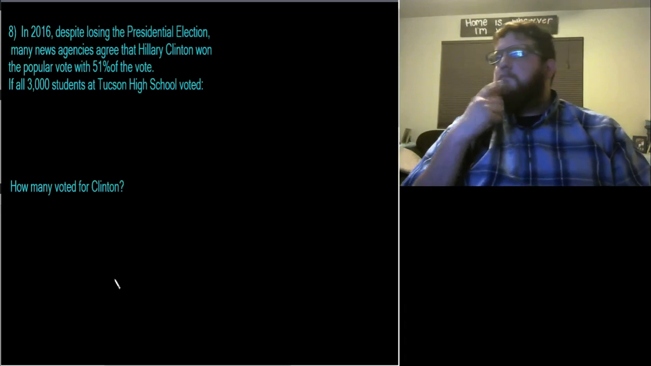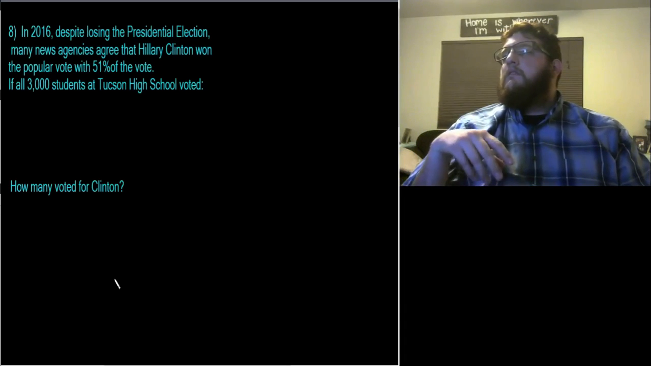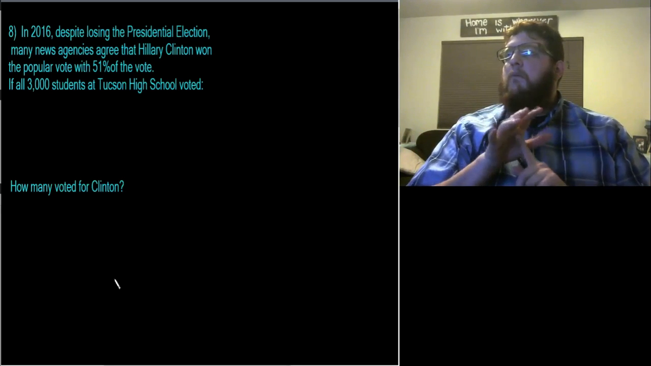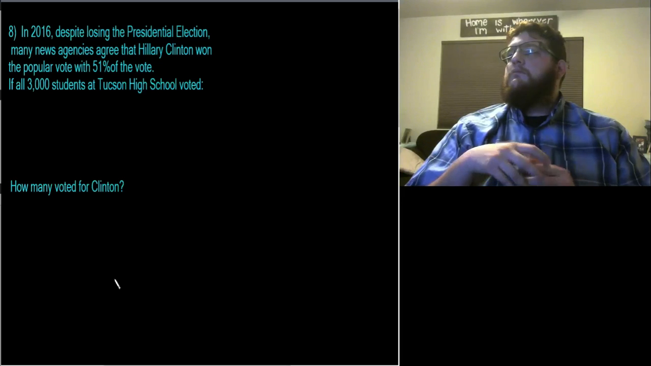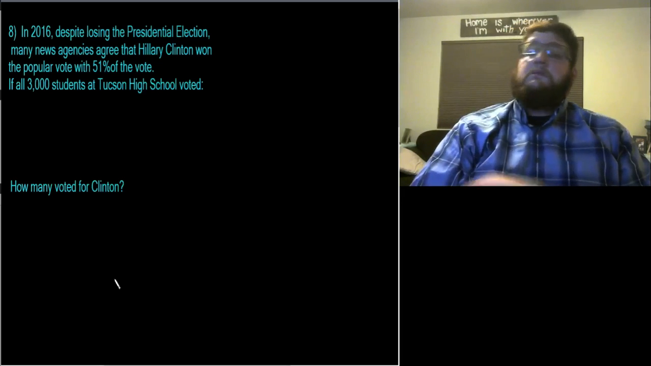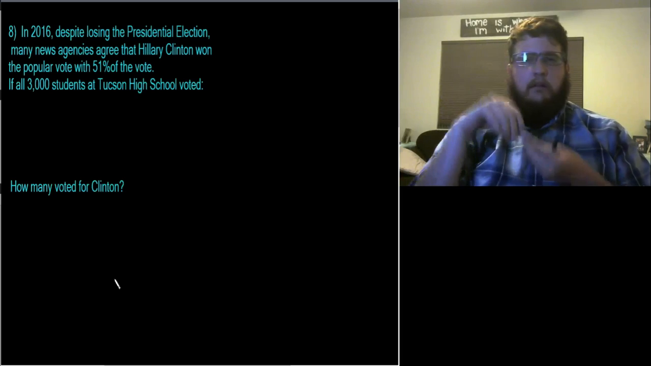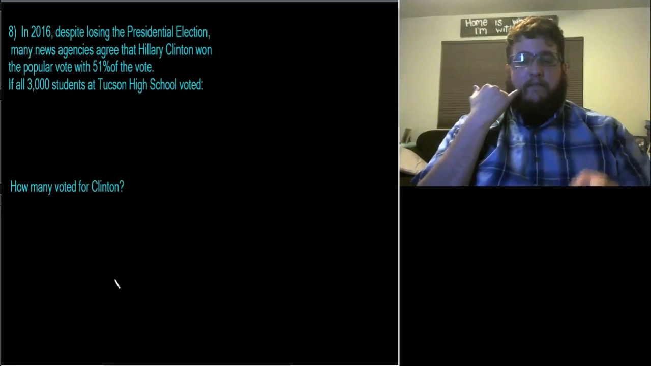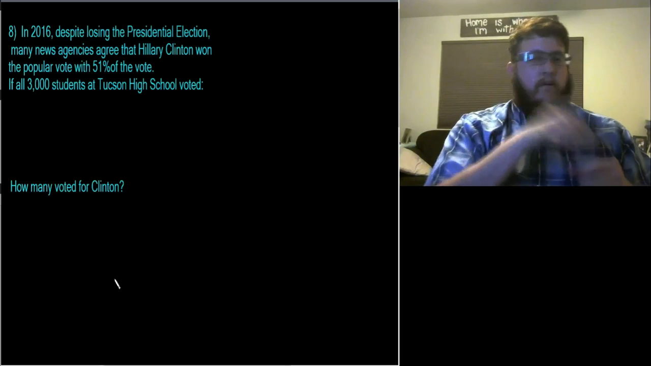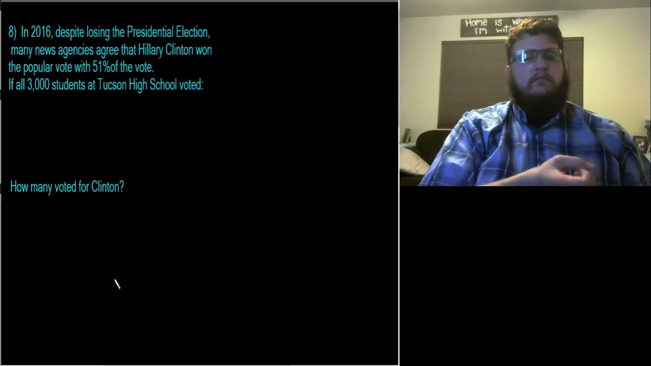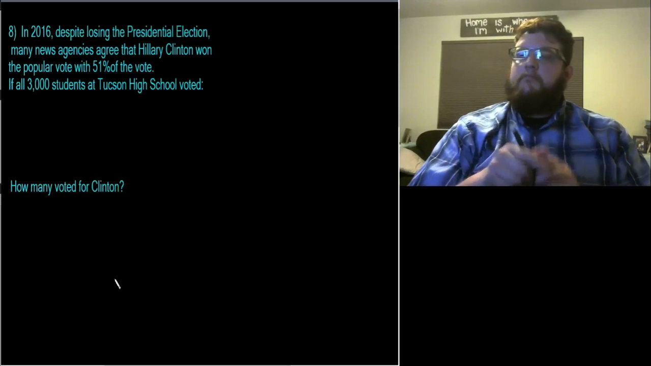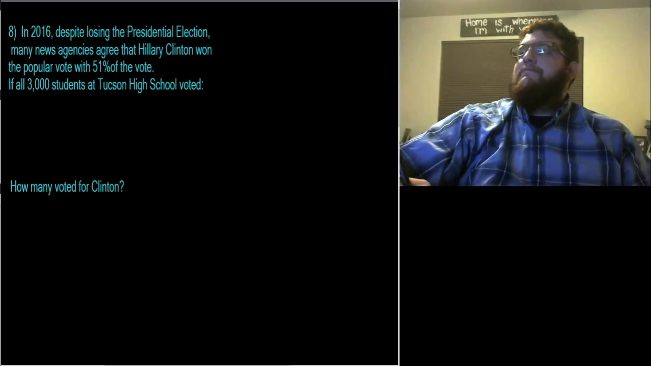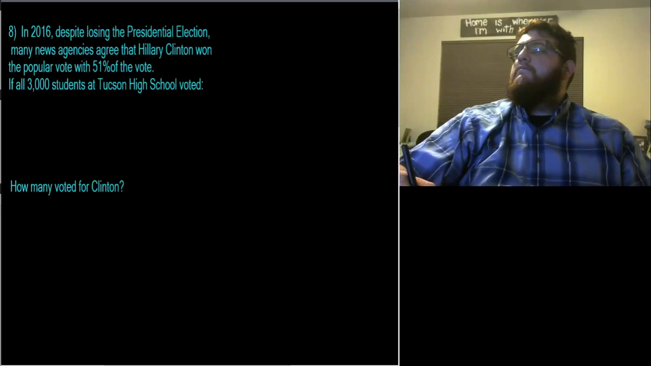Number 8 says, in 2016, despite losing the presidential election, many news agencies agree that Hillary Clinton won the popular vote with 51% of the vote. If all 3,000 students at Tucson High School voted, how many would have voted for Clinton? Well, we know that 51% of the people voted for Clinton, so we have to figure out what 51% of Tucson High students would look like.